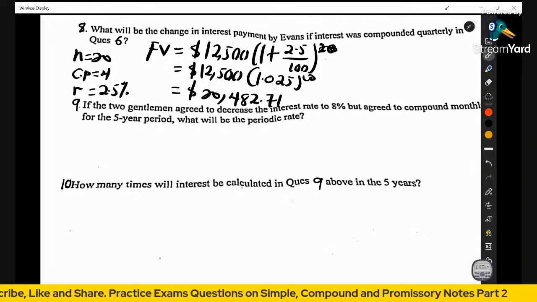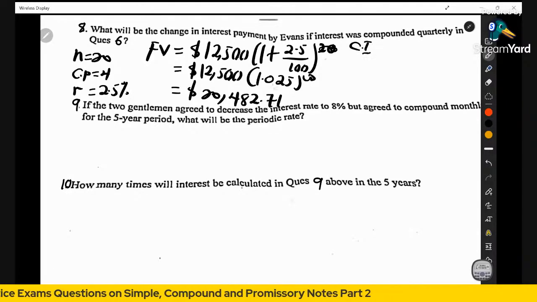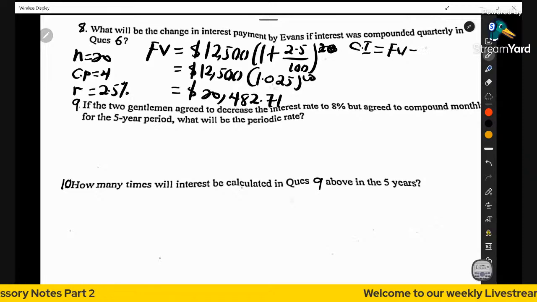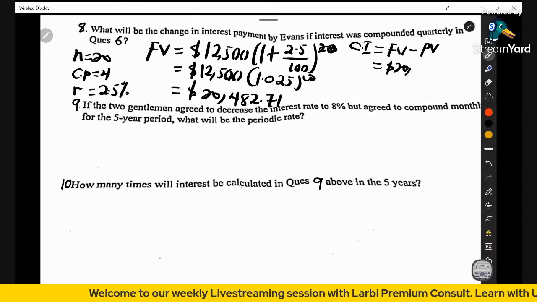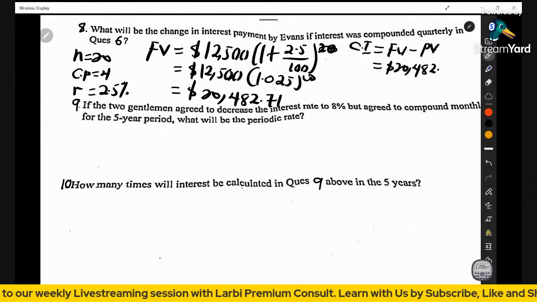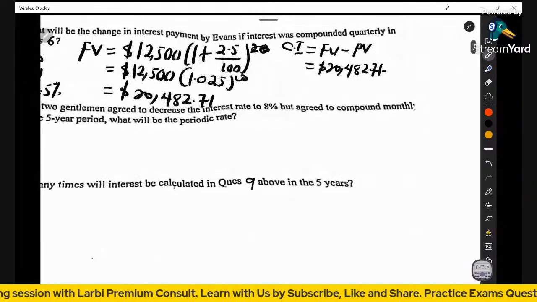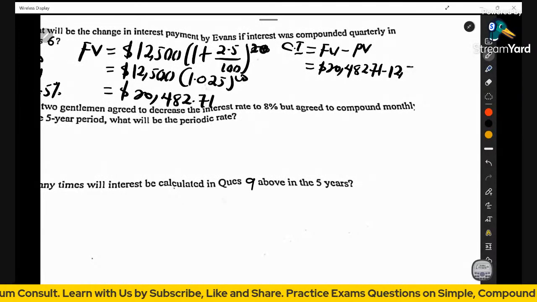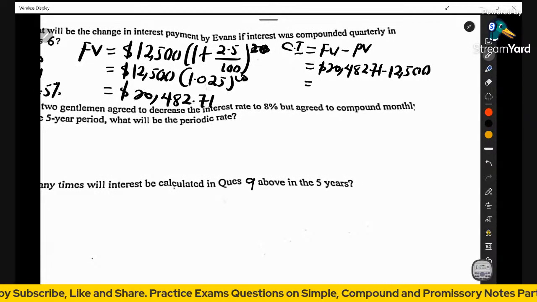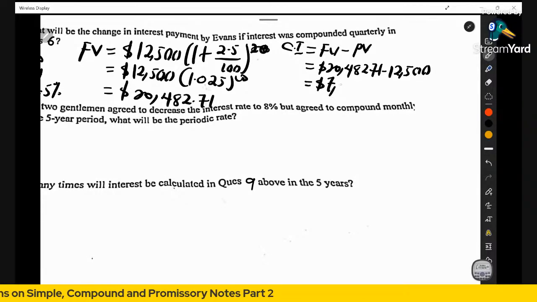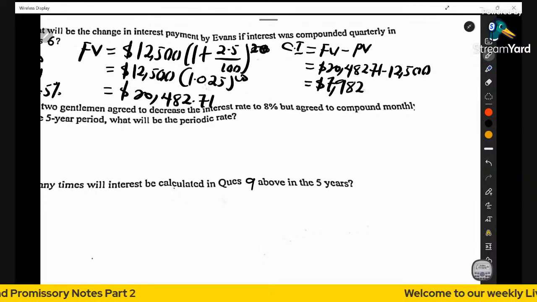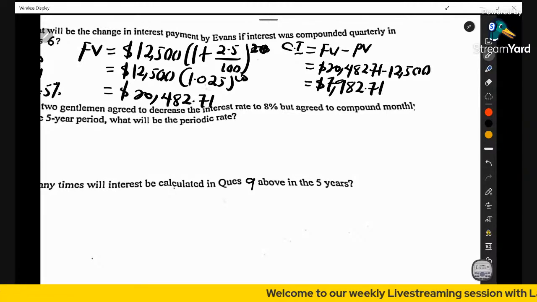So once we get that, then we need to compute the compound interest for this quarterly arrangement. That's going to be the future value minus the present value or the principal. So what are we getting? The future value was 20,482.71 minus 12,500. So what are we getting as a difference? In my case, I had a difference of 7,982.71.